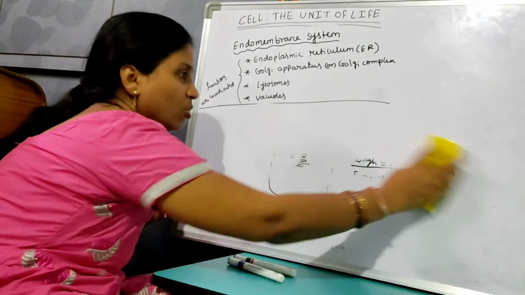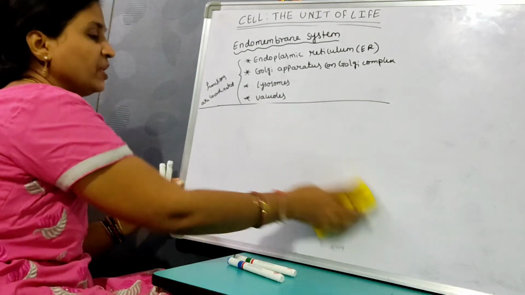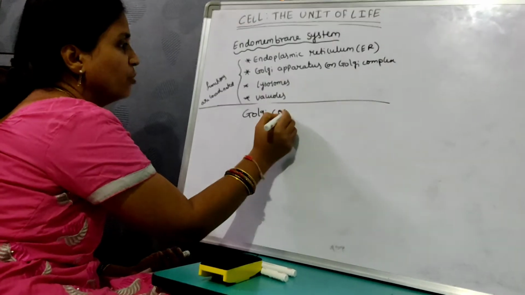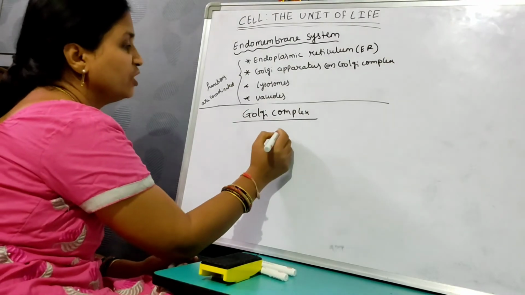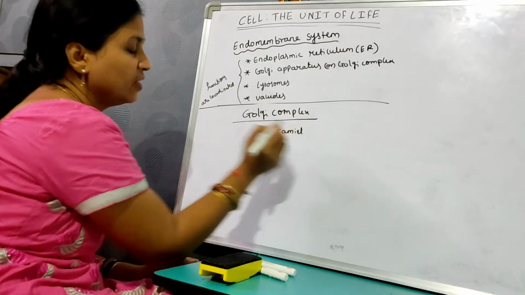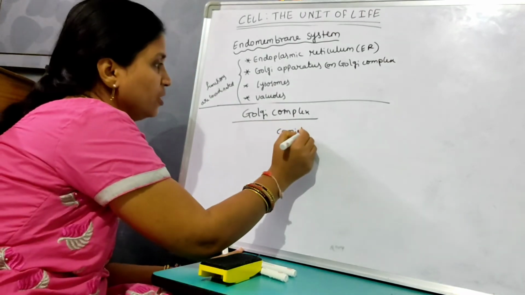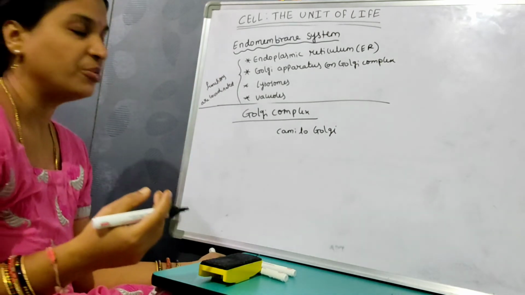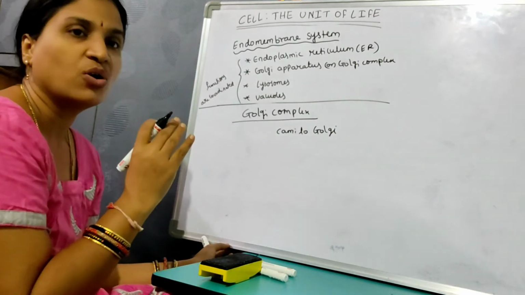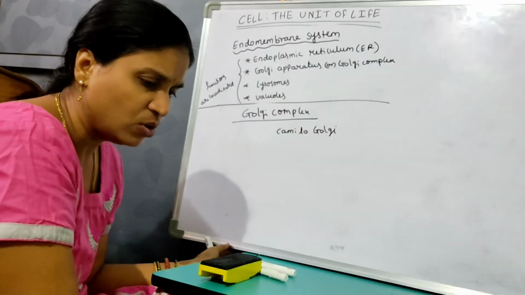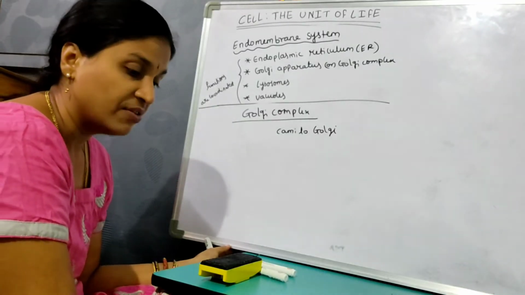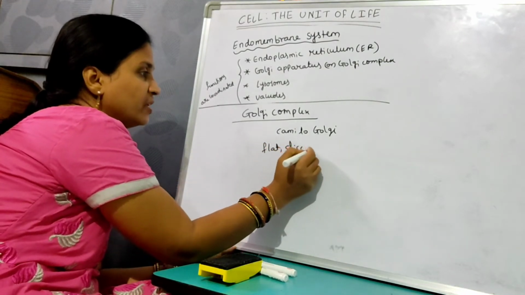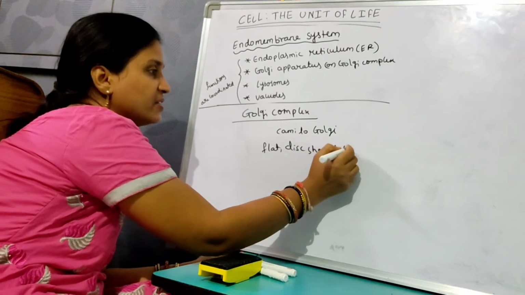Coming to the Golgi body, Golgi apparatus, or Golgi complex. The Golgi complex was first discovered by Camillo Golgi. In order to honor him, these structures are called the Golgi complex. They are flat, disc-shaped cisternae.